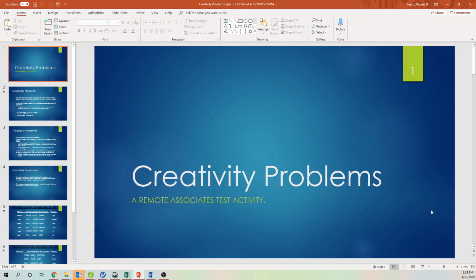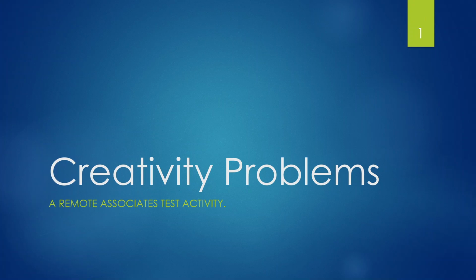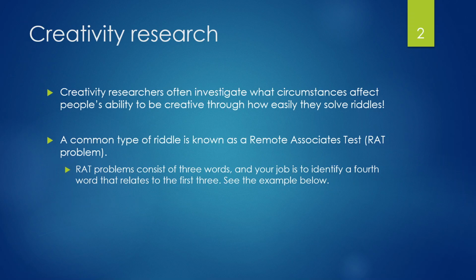So let's learn a little bit about research into creativity and problem solving as we go through this activity. Okay, so we're going to go through and perform a remote associates test activity today. Creativity researchers often investigate what circumstances affect people's ability to be creative and solve riddles or difficult problems. They use this as a way of measuring how well people can solve problems in their own lives. Riddles are a convenient, easy way to quantify your problem-solving ability, so they're often used in creativity and problem-solving research.